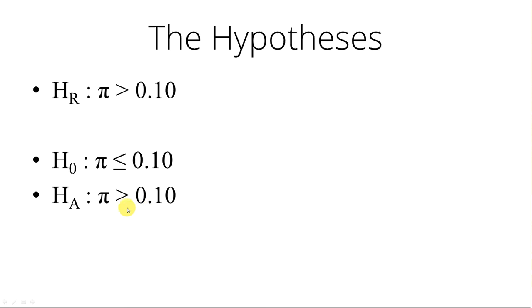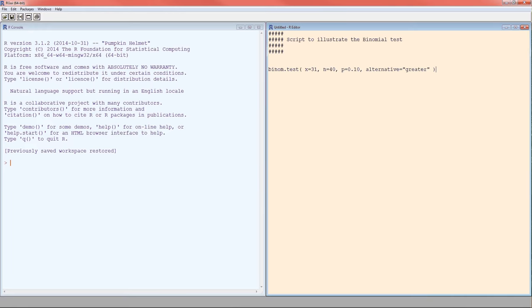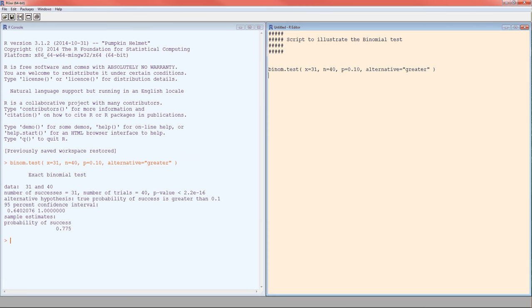10% greater. We run that, and there we go. Again, it spits back the number of successes so that we can make sure that we put the numbers in correct. It says number of successes is 31. The way we've defined successes, that's absolutely correct. Number of trials is 40. I clocked 40 cars. P-value is very small.